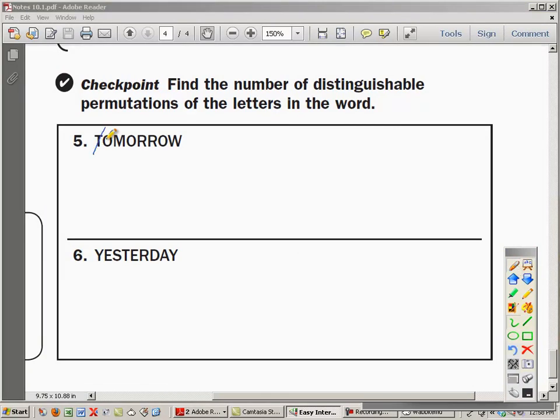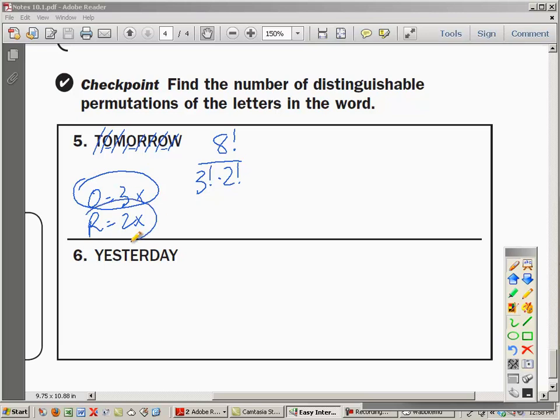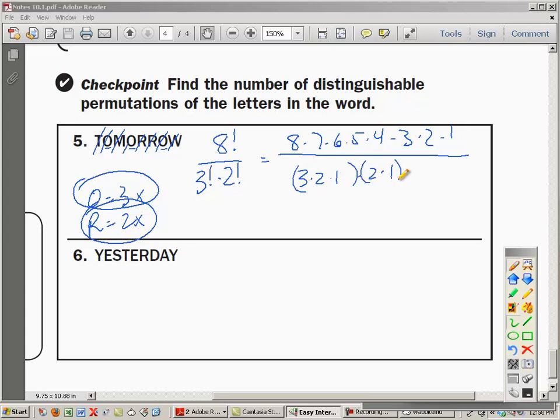All right. So tomorrow has 1, 2, 3, 4, 5, 6, 7, 8 letters. So 8 factorial. And then how many different letters are repeated? Well, in this case, we have the letter O, which is repeated 3 times. And we have the letter R, which is repeated 2 times. And so this becomes 8 factorial over 3 factorial times 2 factorial. So this is 8 times 7 times 6 times 5 times 4 times 3 times 2 times 1, all over 3 times 2 times 1 times 2 times 1. Because that's 3 factorial and that's 2 factorial.